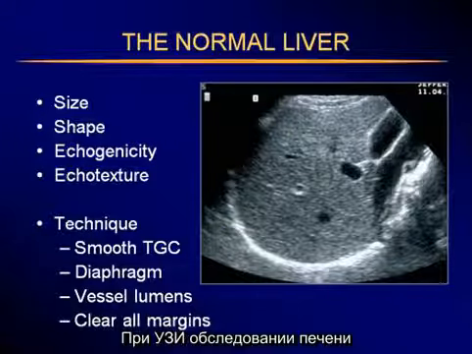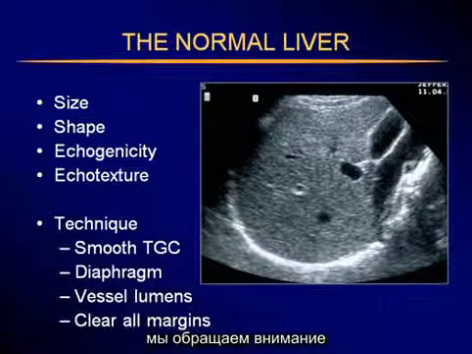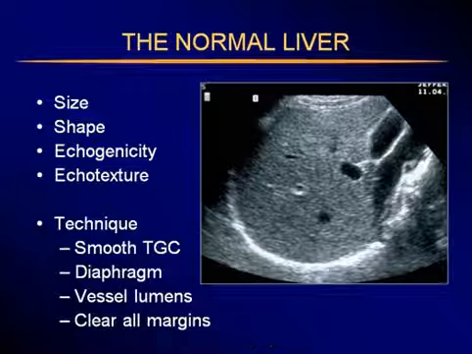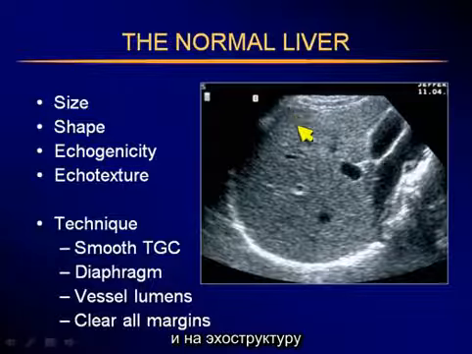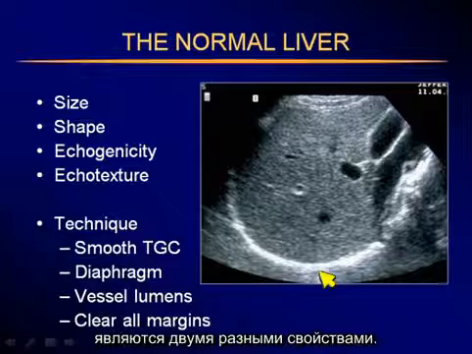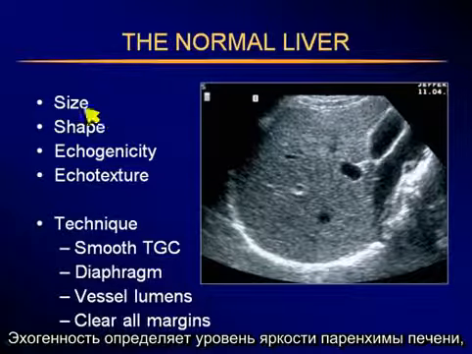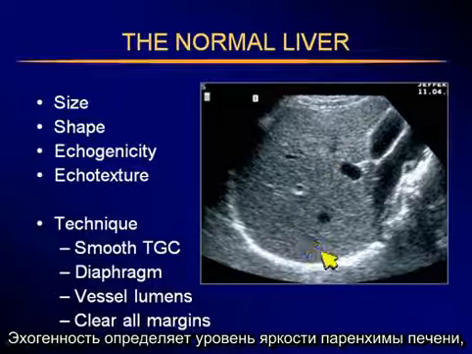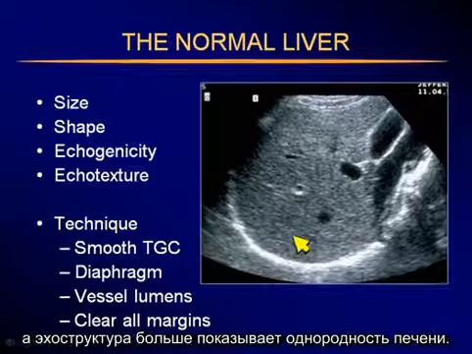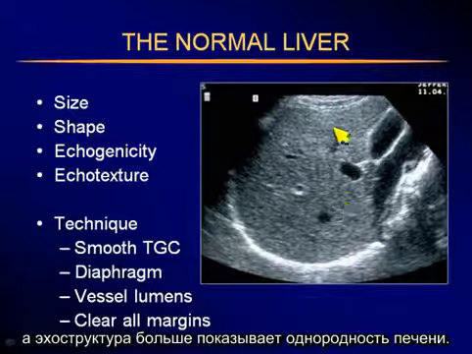Now, the normal liver, when we look at it sonographically, we pay attention to the size of the liver, the shape of the liver, the echogenicity, and the echotexture. The echogenicity and echotexture are two different things that we talk about. Echogenicity has to do with the level of brightness of the liver parenchyma, and we use portal vein walls to compare that. And texture has more to do with the homogeneity of the liver.